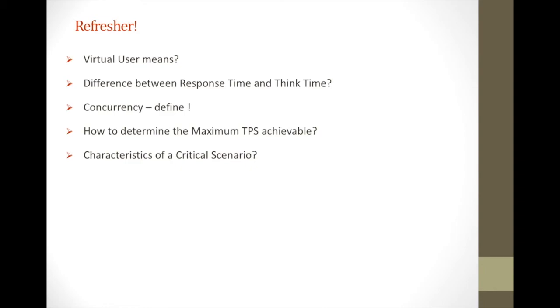Concurrency is how many users are on your system at a particular time. Maximum TPS is something which we'll learn in JMeter. Once we start JMeter, I'll tell you how you can achieve maximum TPS, that is transactions per second. And the characteristics of a critical scenario you already know, I have just explained it: those scenarios which are impacting your business are critical scenarios.